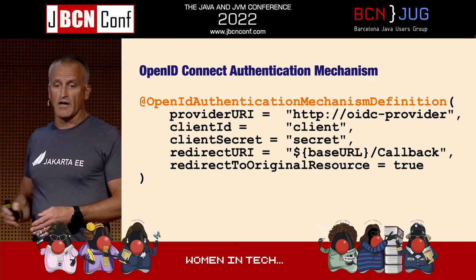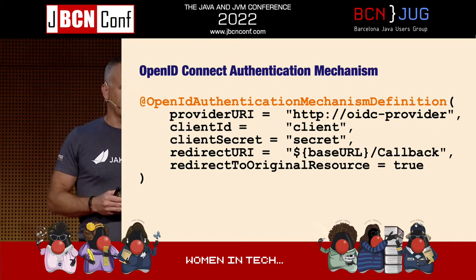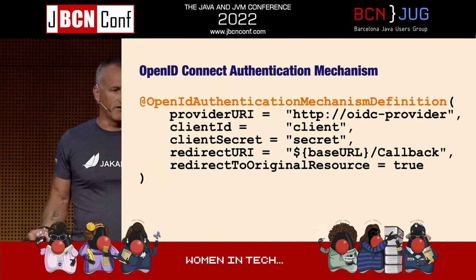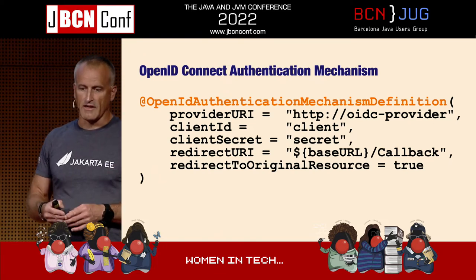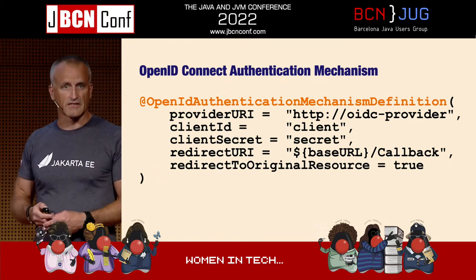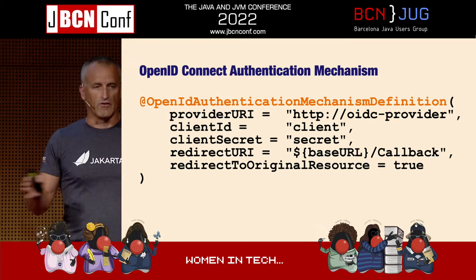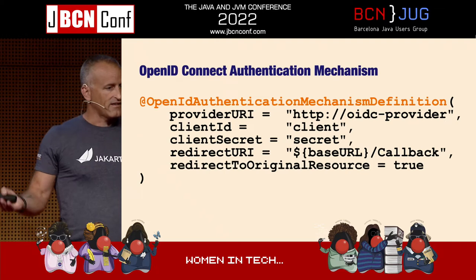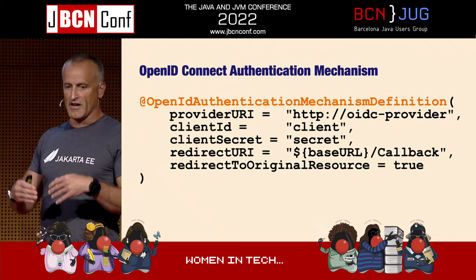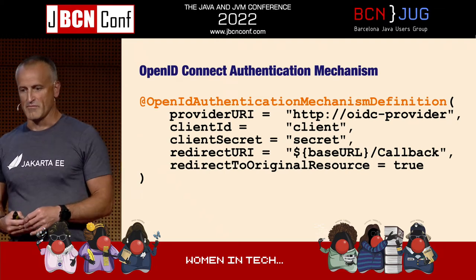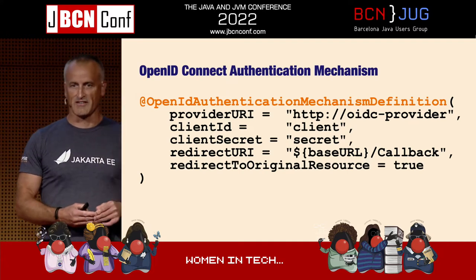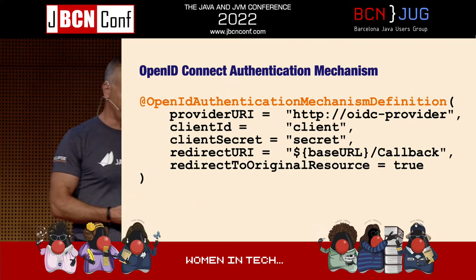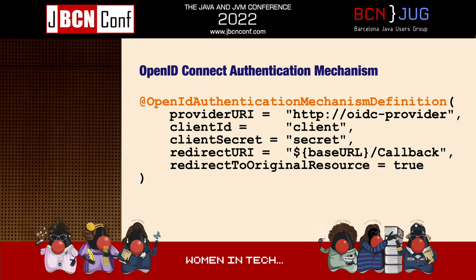There are more properties you can set, but these are the basics: you set the provider and some secrets and so on. And you can also use expression language in these properties to have it fully configurable in any way you want. But the very neat and nice annotation is OpenIdAuthenticationMechanismDefinition. It's the annotation you use. Luckily, we have code completion in the IDE, so we don't have to remember that name.